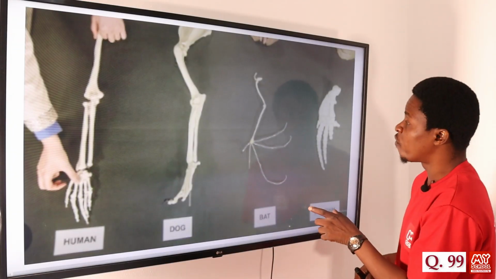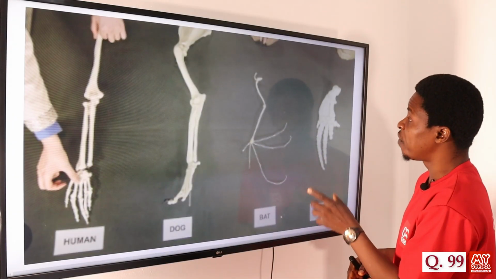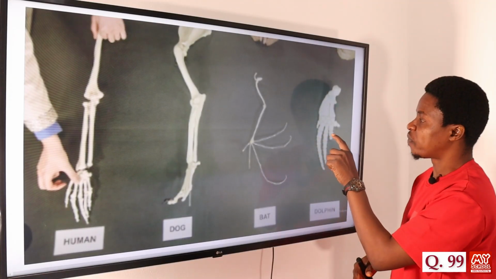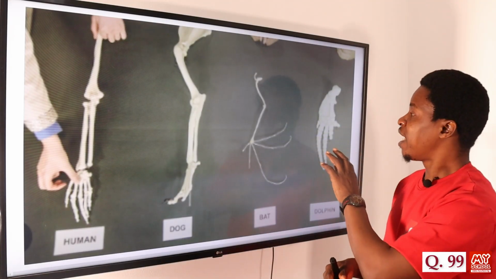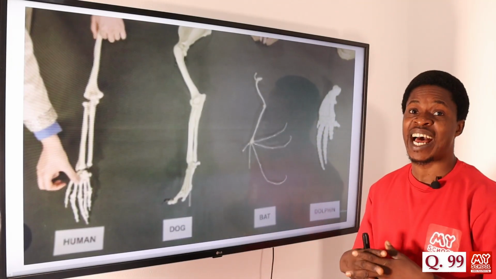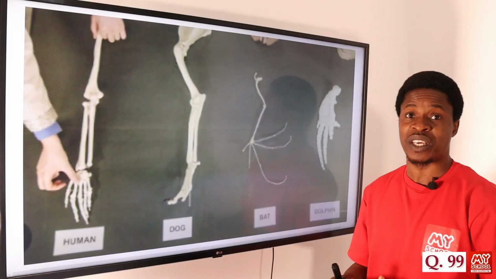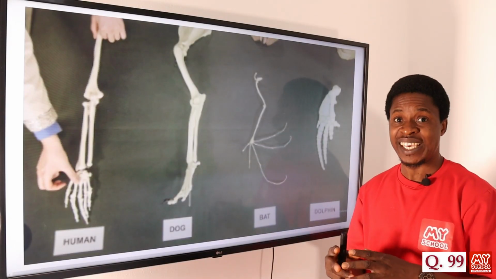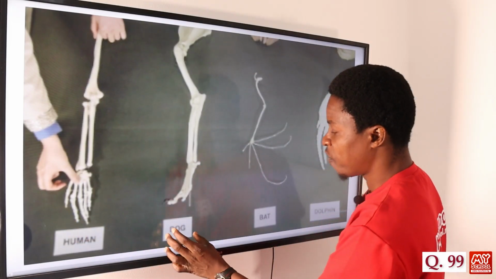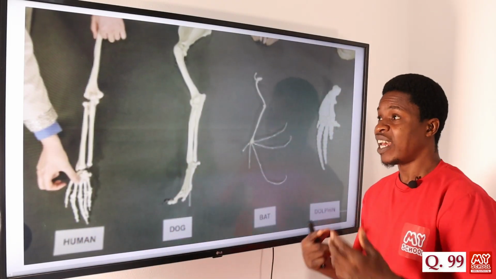And then we have the one for the dolphin. Dolphin, we have 1, 2, 3, 4, 5. So we have about 5 digits. We call them pentadactyl forelimb. It's evidence for evolution in organisms. So we have it for human, dog, bat, dolphin, and so on and so forth.